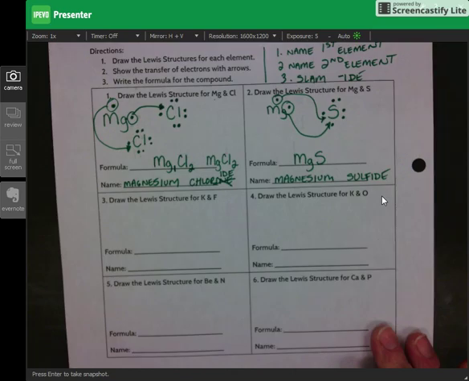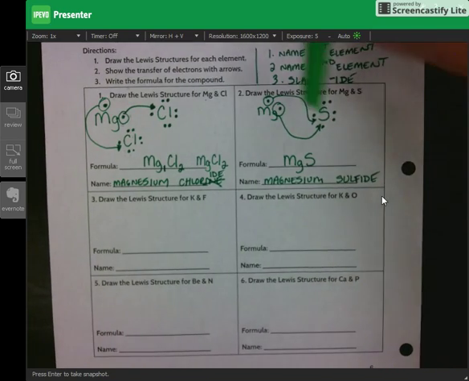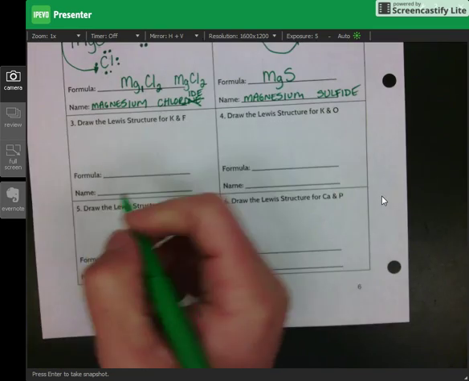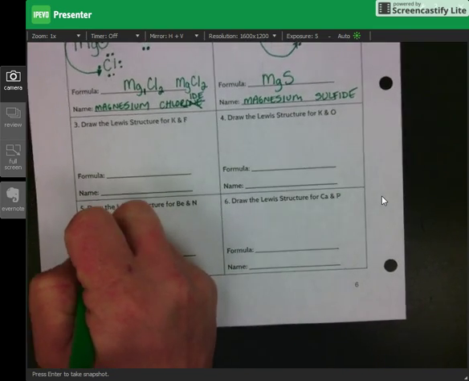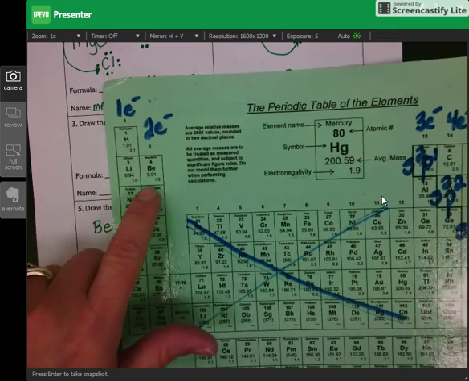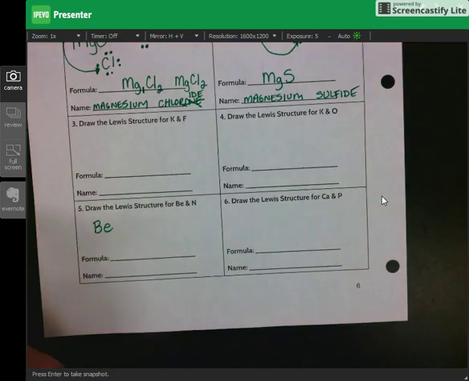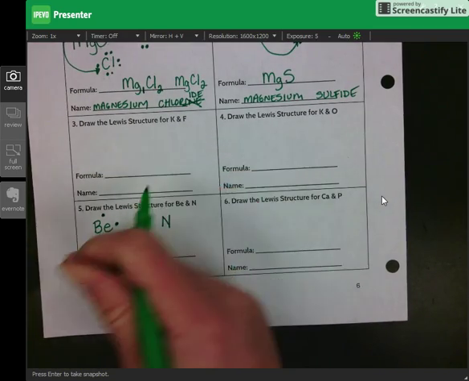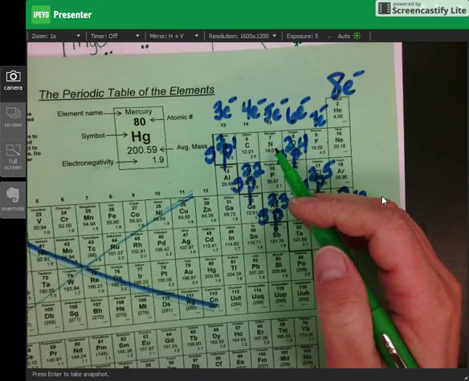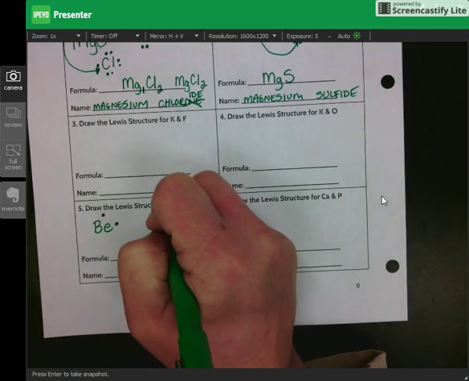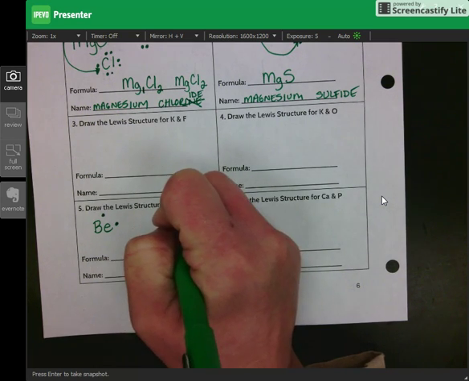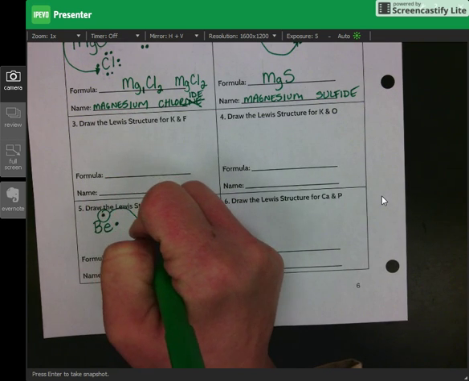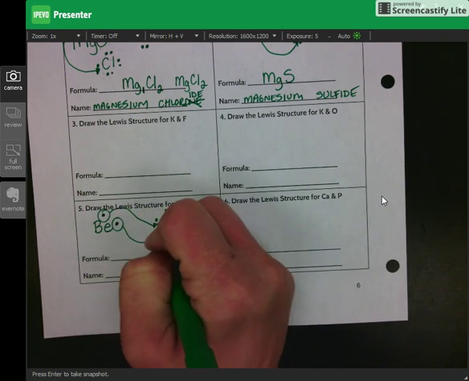I'm going to do one more for you guys, and then I'm going to let you loose. We're going to fly all the way down to number 5 down here. We're going to take a look at beryllium. Beryllium is, if you notice, way over here. It's in group 2, so it needs 2 valence. And then we have nitrogen, which is over here, which is group 15, so it needs 5 valence. And so now we just go about making them happy. We're going to take this one and fly it there, this one, fly it there.